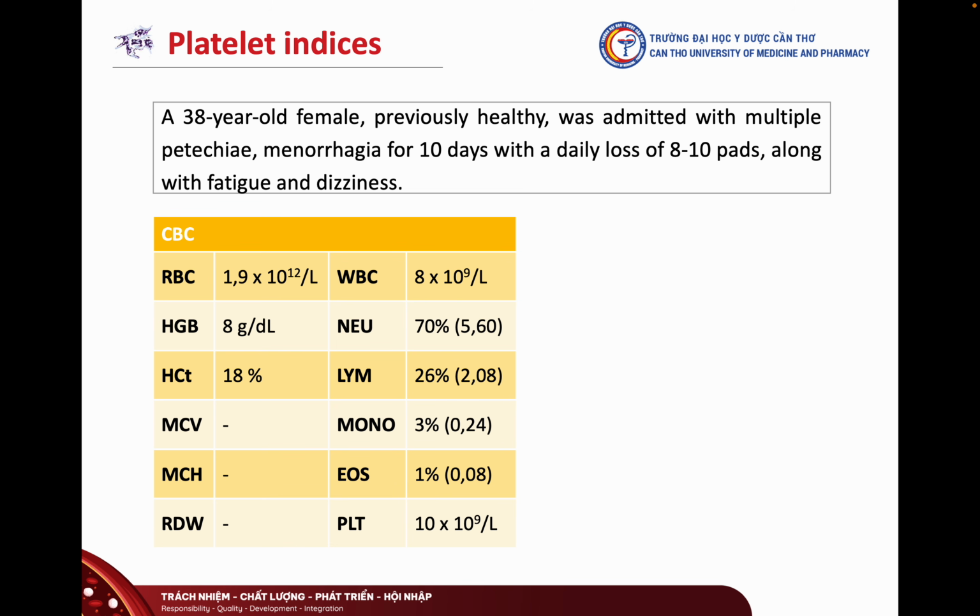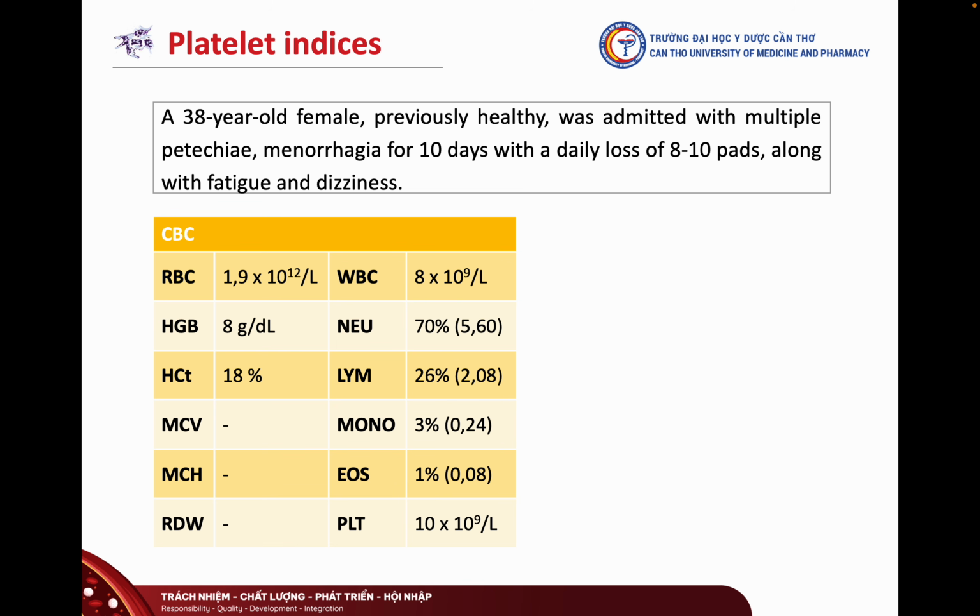And now, let's take a closer look at this case. We have a 38-year-old woman who was previously healthy, and she now presents with petechiae and menorrhagia that has lasted for 10 days, with a significant daily blood loss of 8 to 10 bags. She also complains of fatigue and dizziness. This clinical picture immediately raises concern for anemia and possibly thrombocytopenia, given the bleeding symptoms and petechiae.